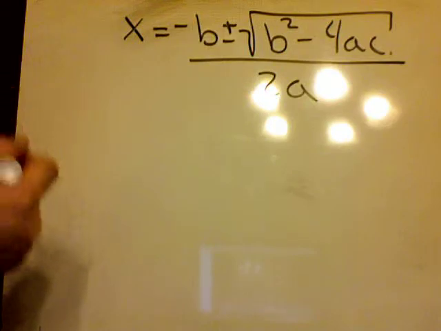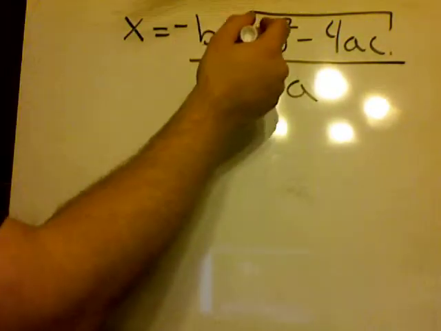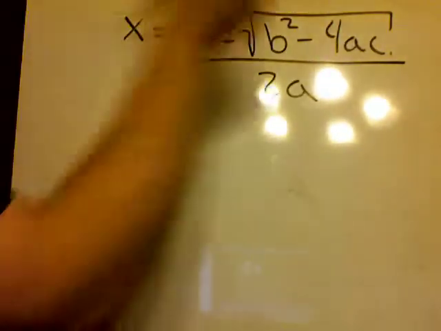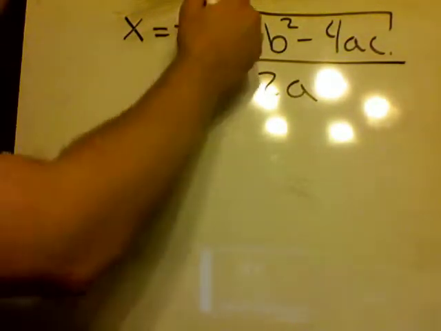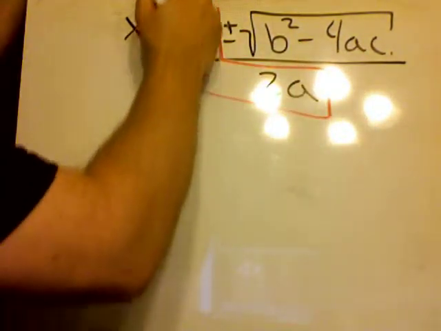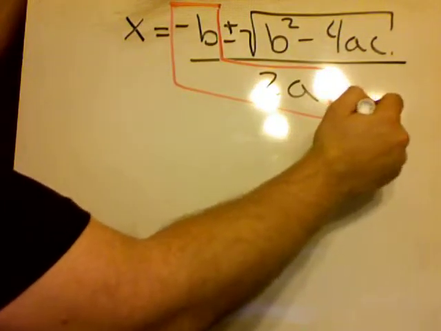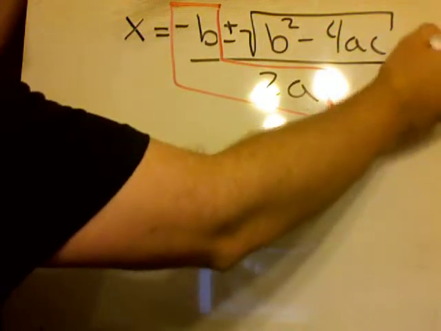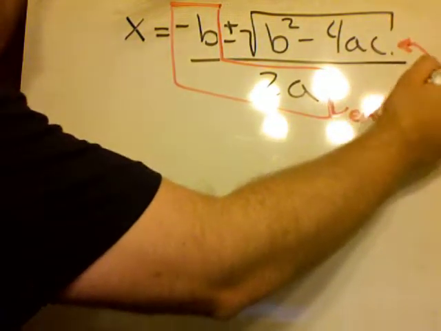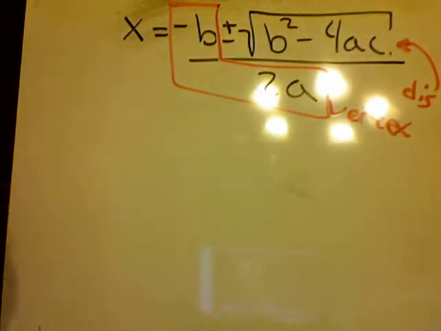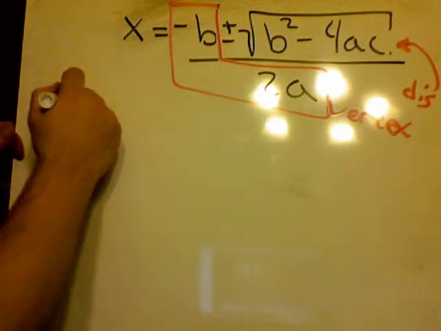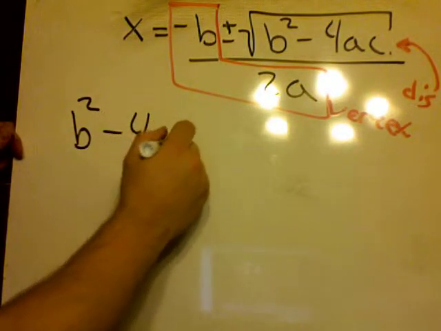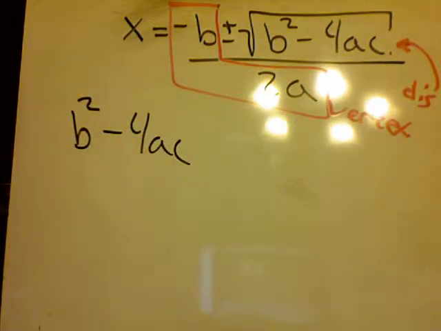Okay, but there's this piece within the quadratic formula, this piece here under the square root, called the discriminant. Now remember that this part right here gives us the vertex. Well, this part right here is the discriminant. The discriminant is b squared minus 4ac. It has some valuable information in it.